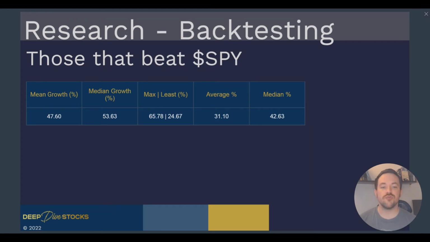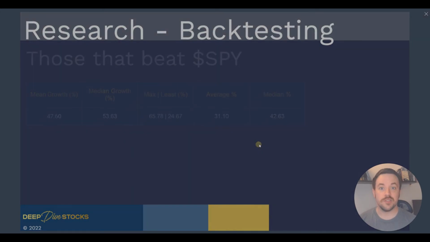The average growth of all of them was 31.1%, and the median growth of all of them was 42.63%. Or rather, this is the growth of SPY. So the average SPY growth for these time frames was 31%, and the median growth for SPY over this time frame was 42%. So we can see that both the mean and the median were quite significantly higher for these VoEx backtests than for SPY over the same time periods.